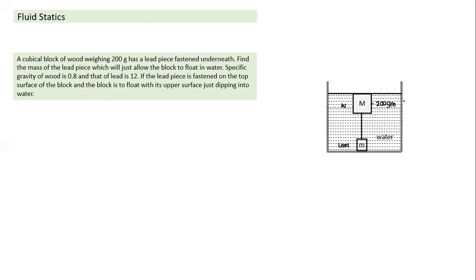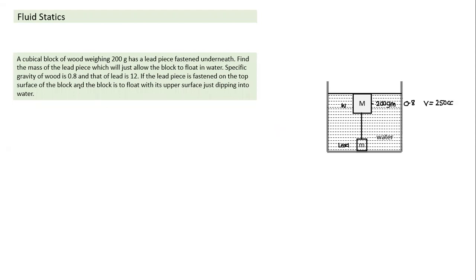Its density is given, which is equal to 0.8. So it means its volume also is known. What is the volume? If mass is given and density is given, volume is 200 by 0.8, which will be in terms of cc. The volume is 250 cc. This is what the wooden block is.